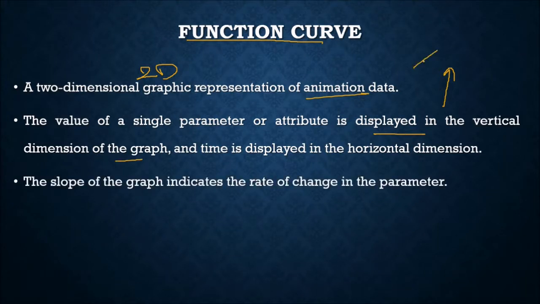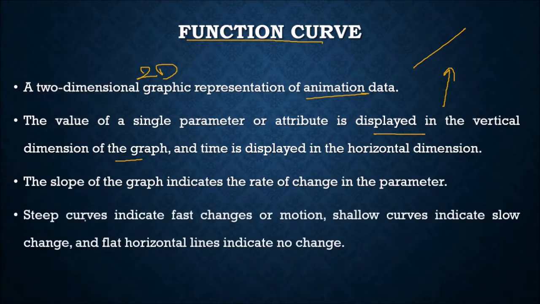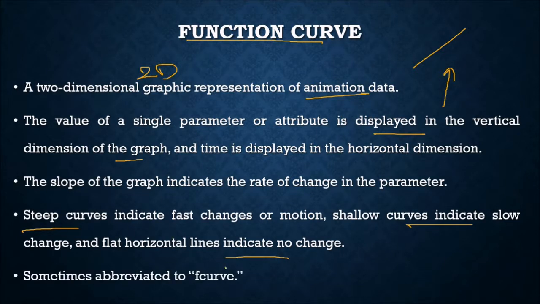The slope of the graph indicates the rate of change in the parameter. A steep curve indicates fast changes or motion, a shallow curve indicates slow change, and a flat horizontal line indicates no change. Sometimes this is abbreviated as F curve, also function curve.